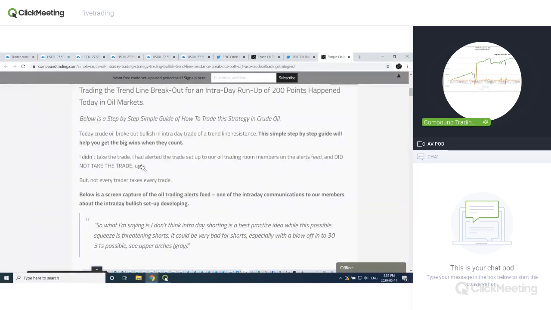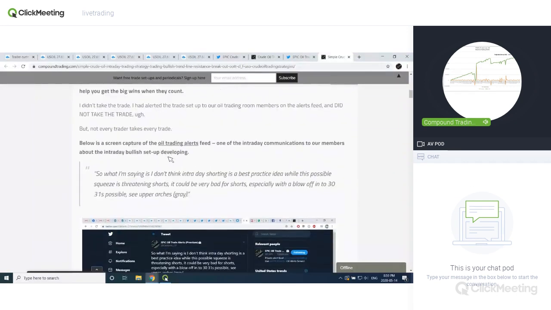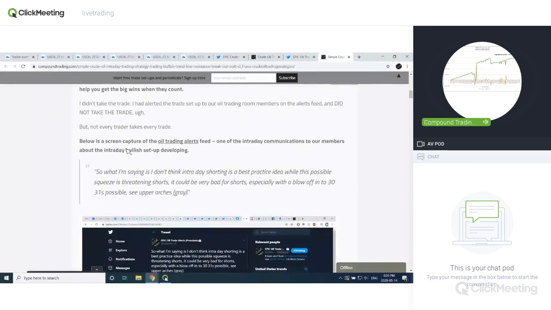So I didn't take the trade. I was busy. We do get oddly busy in what we do between coding and trading and publishing and alerting and everything else that we do. It's a small team of 4 people. So I do miss the odd one, and I missed this one today, but I had alerted it. We were ready for it. I just didn't execute. So below is a screen capture of the oil trading alerts feed.